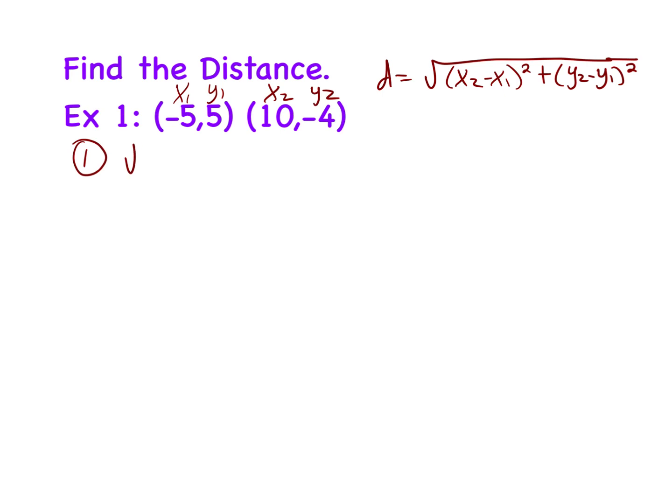All right, so let's plug into this. The first one is x2. Angie, what's my x2? 10. Minus. Roman, what's my x1? Negative 5. What am I going to do there, class? What do we got going there? Perfect. We're going to take those 2 negatives, and we're going to make them positive.